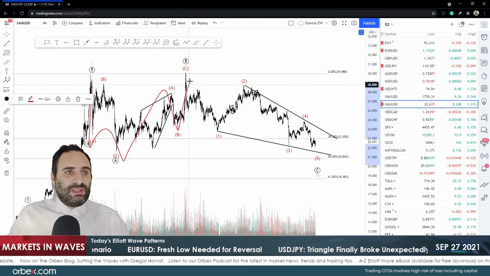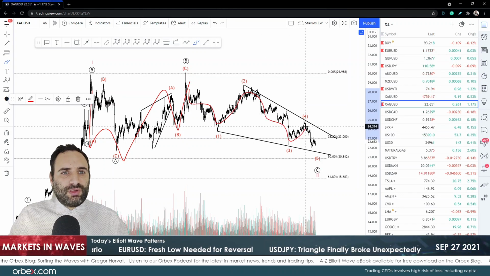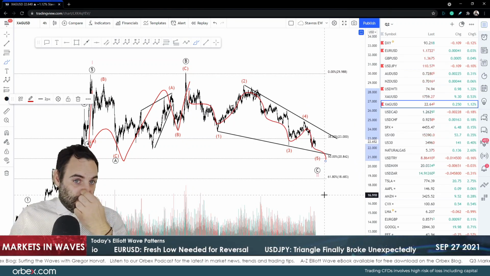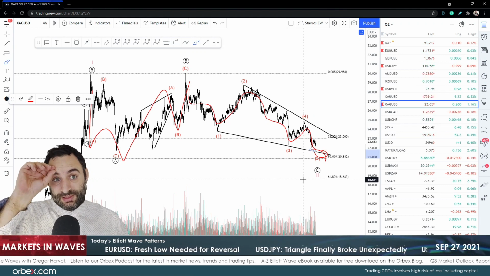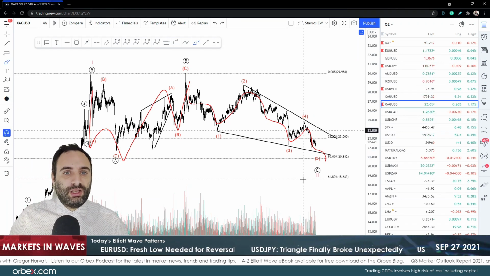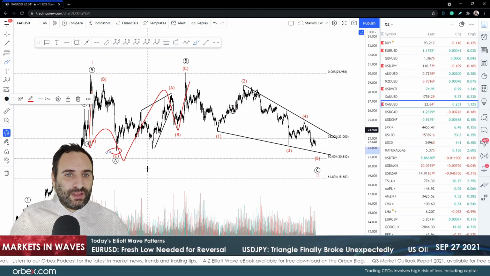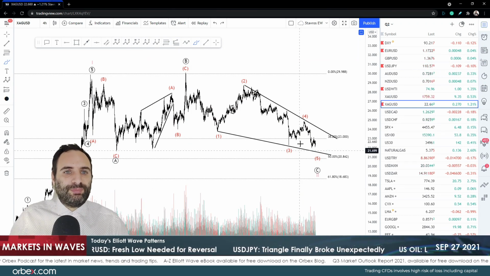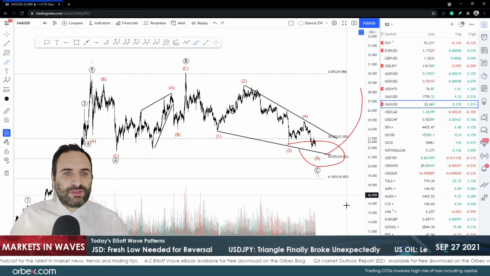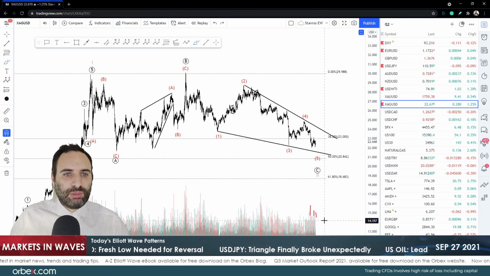So ABC, leading diagonal here, and we've got 1, 2, 3, 4, and 5. Okay, so I'm expecting this regular flat to end with an ending diagonal lower down, and the previous wave A low would make perfect sense to be our level. And from there, we can start looking for price to move higher. We start already seeing some volumes increasing here, which indicates there's good support.